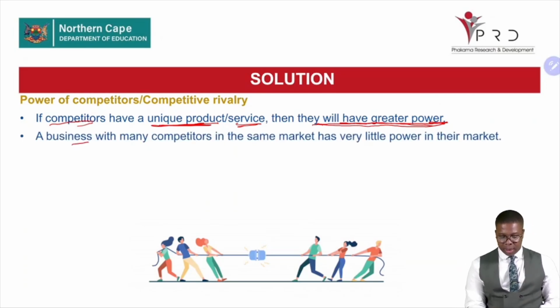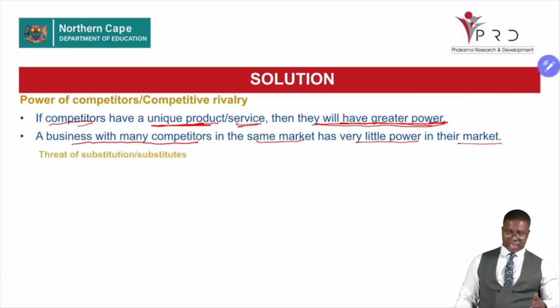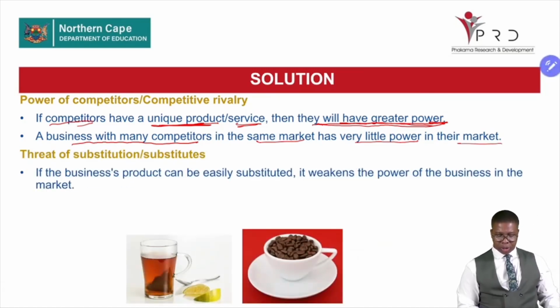And then another one is that a business with many competitors in the same market will have very little power in the market, because every competitor will keep on coming up with a new product which might threaten the power of the business. Then threat of substitution or substitutes.